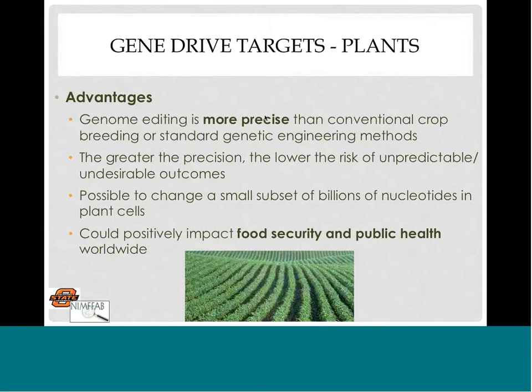But gene drives give us a number of advantages that we didn't have with the traditional methods. It's much more precise, as I've already said, than conventional crop breeding or even standard genetic engineering methods. And of course, the greater the precision, the lower the risk of unpredictable or undesirable outcomes.